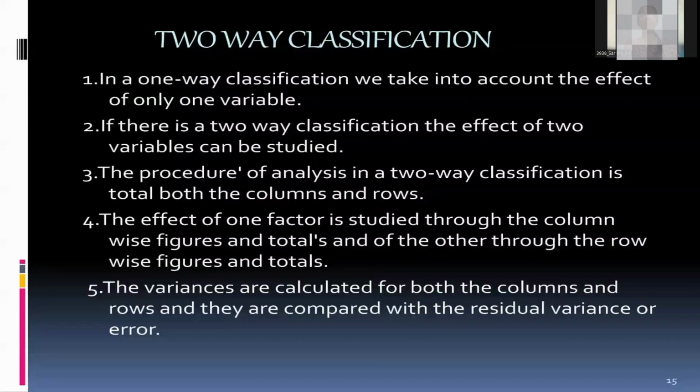When it comes to a two-way classification, in a one-way classification we take into account the effect of only one variable, that is columns. In a two-way classification, the effect of two variables can be studied, that is columns and rows. The procedure of analysis in a two-way classification is to total both the columns and the rows. The effect of one factor is studied through the column-wise figures and totals, and the other through the row-wise figures and totals. The variances are calculated for both the columns and the rows, and they are compared with the residual variance or the error.